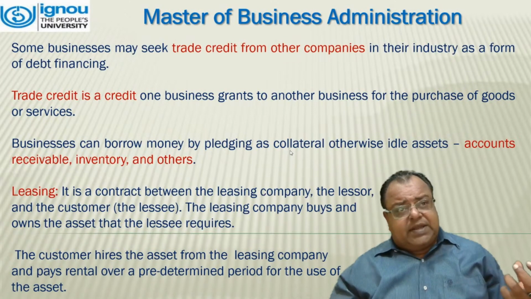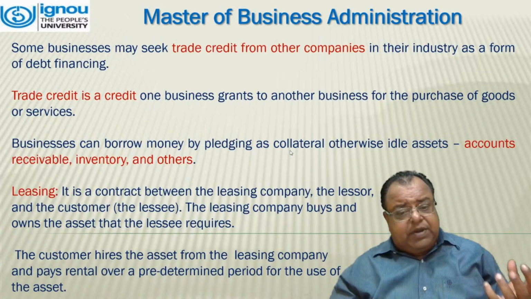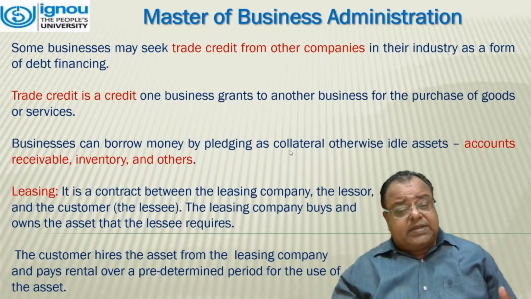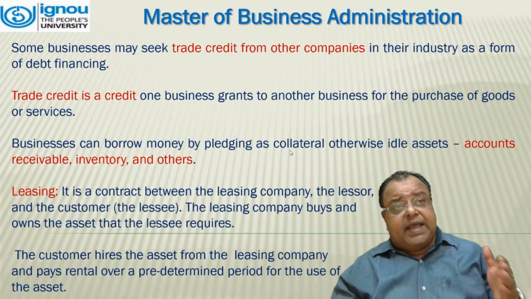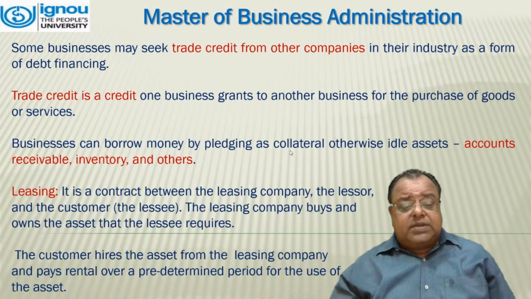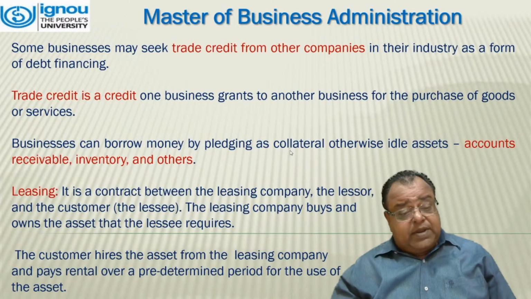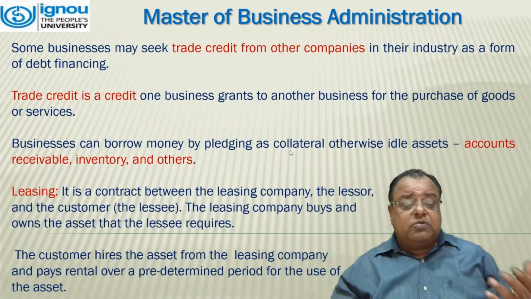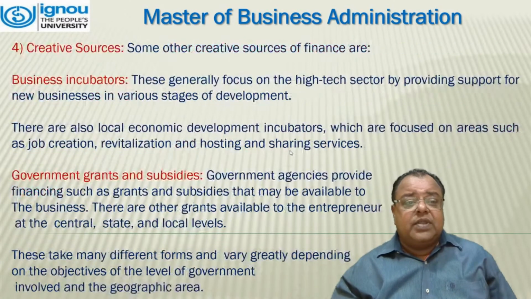What is leasing? It is a contract between the leasing company, the lessor, and the customer, the lessee. The leasing company buys and owns the asset that the lessee acquires. The customers hire the assets from the leasing company and pay rental over the predetermined period for the use of the asset that they are using.